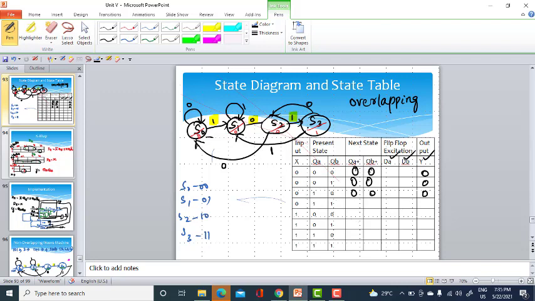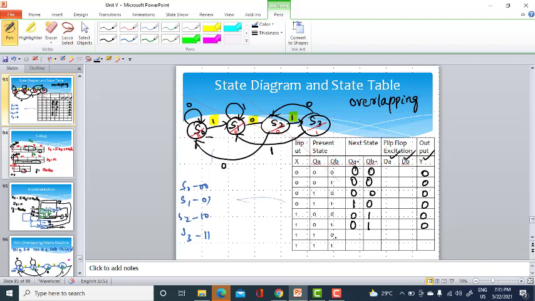When you are in 11, when your input is 0, you move to S2, which is 10, and again your output is 0. Now when you are in 00 and you receive 1, you move to state S1, but your output is 0. And when you are in 01 and you receive 1, you stay in the same state 01, and your output is also 0.